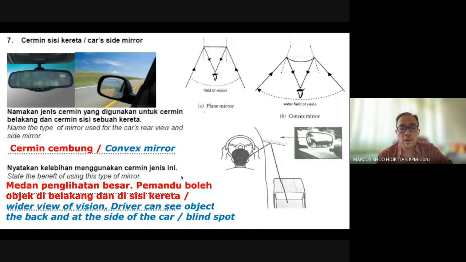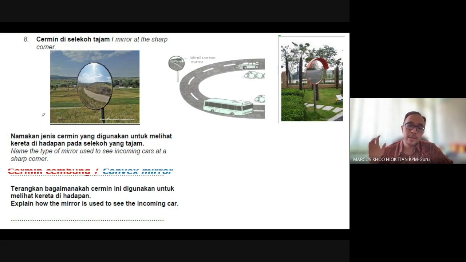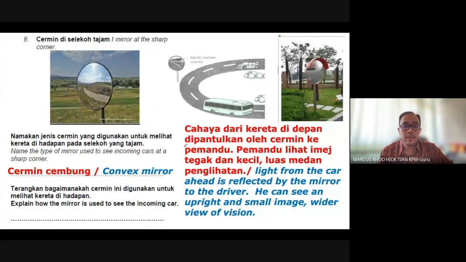Okay. All right, the last one. This is also in the workbook, which is the mirror at the sharp corner. Same thing like the supermarket mirror. The type of mirror that we use is the convex mirror. And how do we use this mirror to see the incoming car? Again, the most important thing is the wider view of vision.